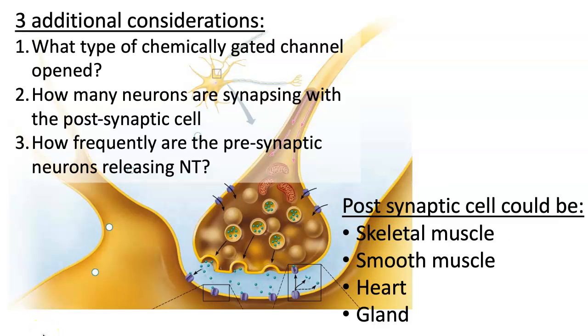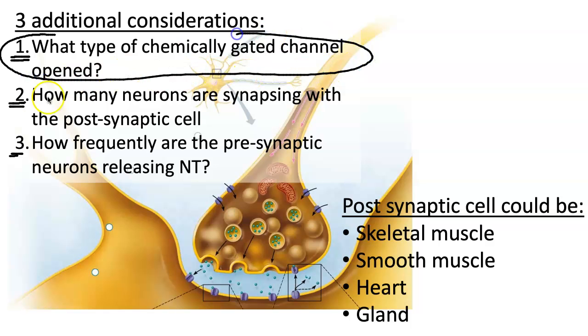So I'd say that there are three main additional considerations that you have to take into account. One is, what type of chemically gated channel is being opened on the postsynaptic cell? In the case of the neuromuscular junction, we know it's the sodium-potassium channel, but that's a question mark in a generic postsynaptic cell. We would also need to know how many neurons are synapsing with the postsynaptic cell, and how frequently are those presynaptic neurons releasing neurotransmitter. And so there are many additional questions. Let's first take a look at, what type of chemically gated channel is opened.